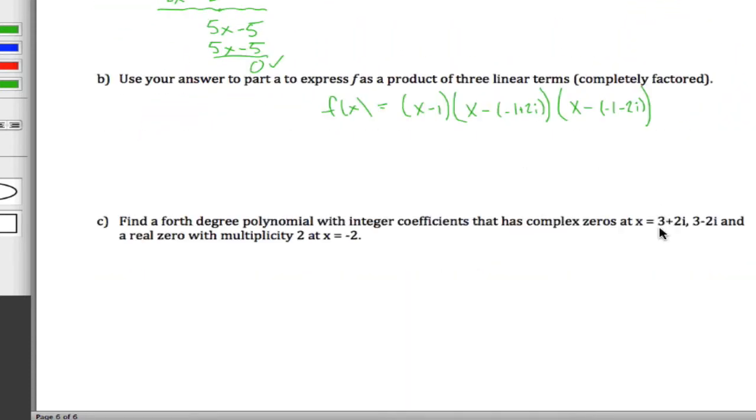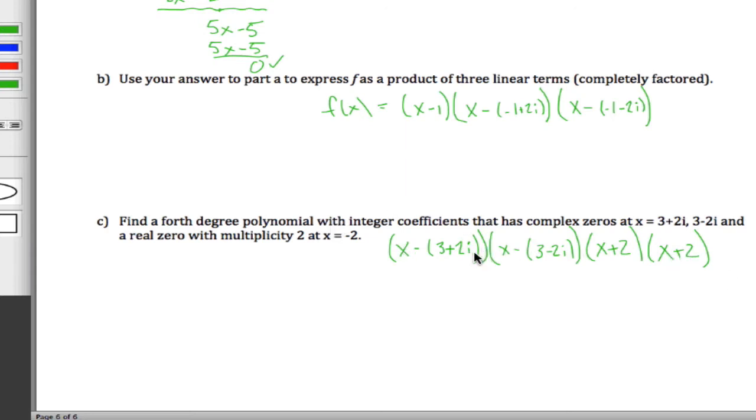Kind of starting with step B, you're saying, all right, if 3 plus 2i was a root, then x minus (3 plus 2i) must have been a factor. And if 3 minus 2i was a root, x minus (3 minus 2i) must have been a factor. And if -2 is a root, x plus 2 must have been a factor. And because it has multiplicity 2, that means that factor appeared twice. It's x plus 2 squared. So what we got to do is come up with a polynomial that would factor like this.